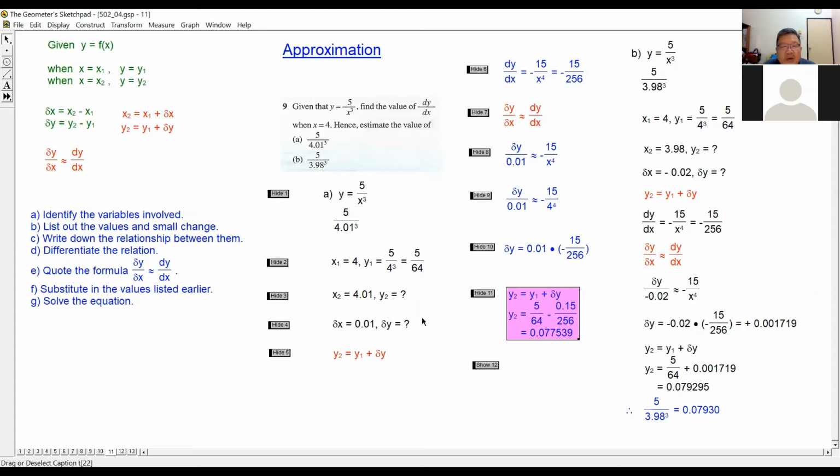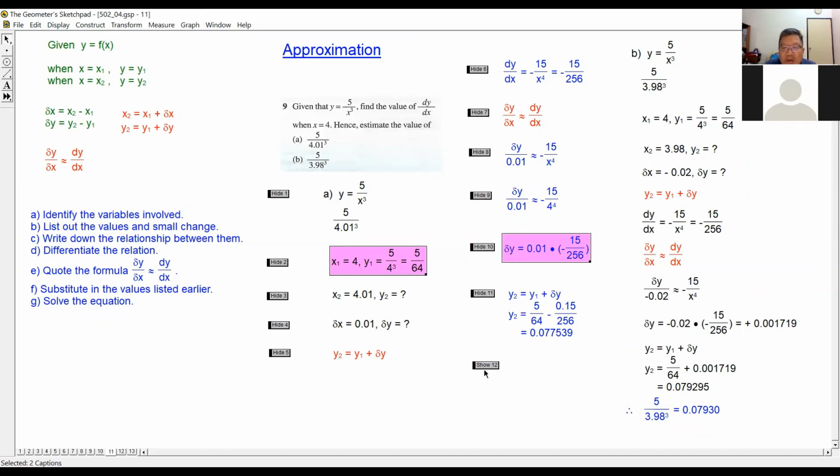So what is the y2? Now you can find the y2 already. y2 is y1 plus delta y. Okay, y2 is y1 plus delta y. y1 you have found already. When x equals 4, y1 is this. You found out already. So y2, you put inside here. What is your delta y? Delta y you found out from here. Put in there. Then you add the two together and you get your y2.